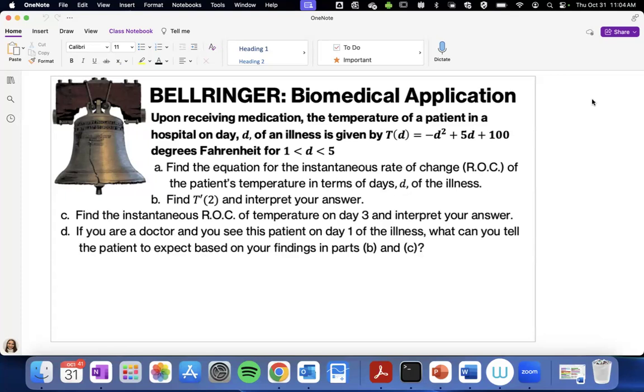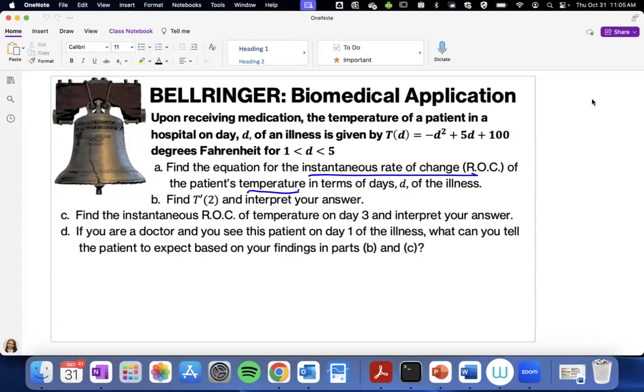Upon receiving medication, the temperature of a patient in a hospital on day D of an illness is given by T of D equals this equation, in degrees Fahrenheit, for 1 is less than D is less than 5. Find the equation for the instantaneous rate of change of the patient's temperature in terms of the days.